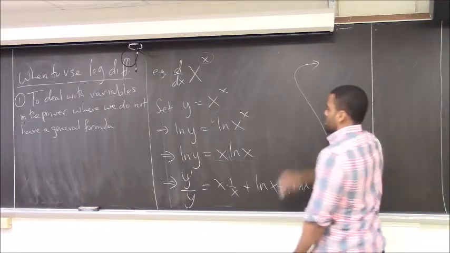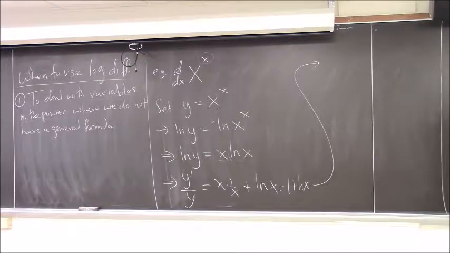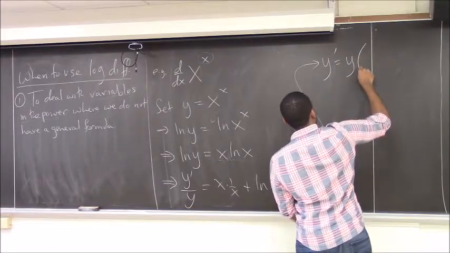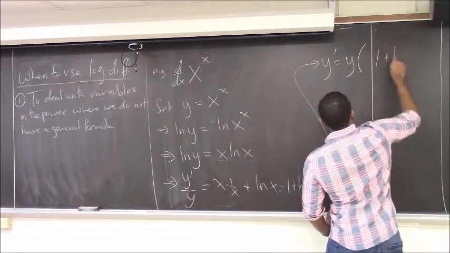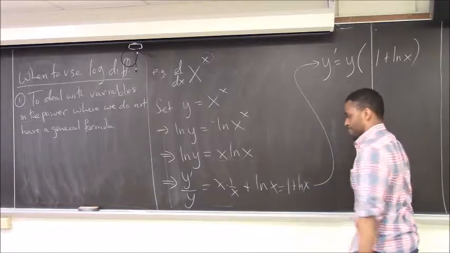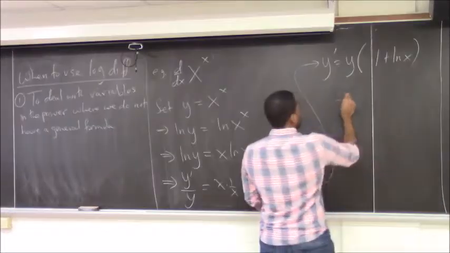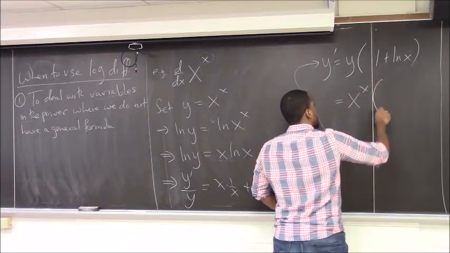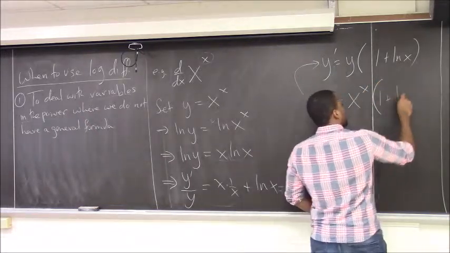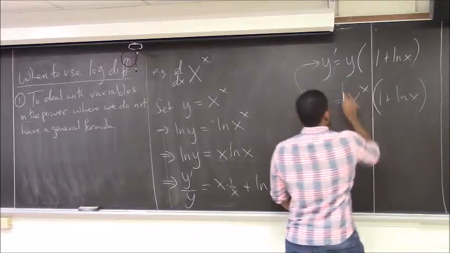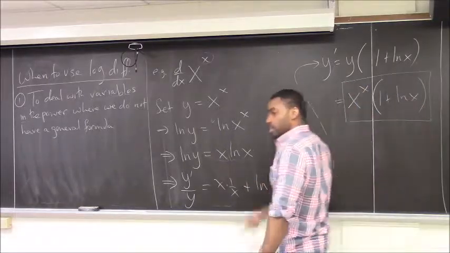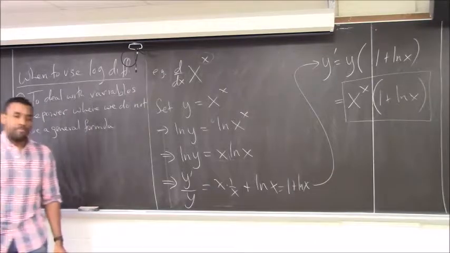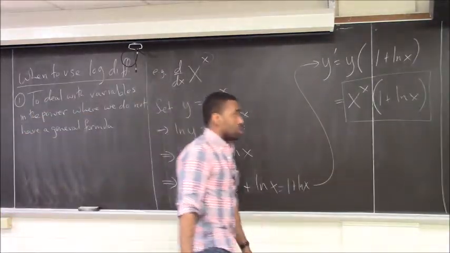And so what happens now is I can solve for my y prime. So my y prime is going to be y times 1 plus ln x. Or in other words, my y was x to the x, so the answer ends up being x to the x times 1 plus ln x. So that's your derivative. That was the answer to this question.